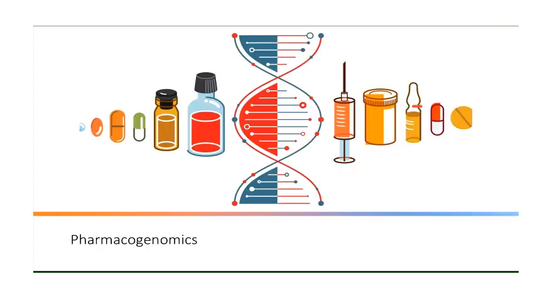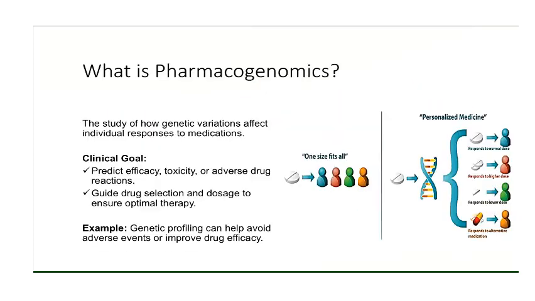Pharmacogenomics. Pharmacogenomics is the study of how genetic variations influence an individual's response to medications. By using a genetic profile, healthcare professionals can predict the effectiveness or toxicity of a drug, reducing adverse events and ensuring adequate therapy. For example, a genetic test can guide the selection or dosage of a medication to provide the best outcome for the patient.